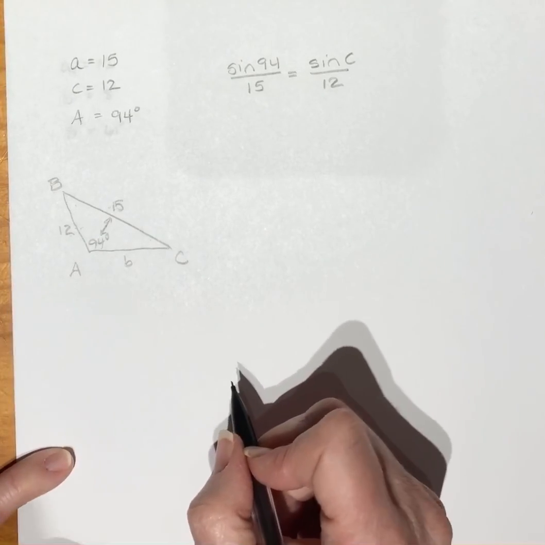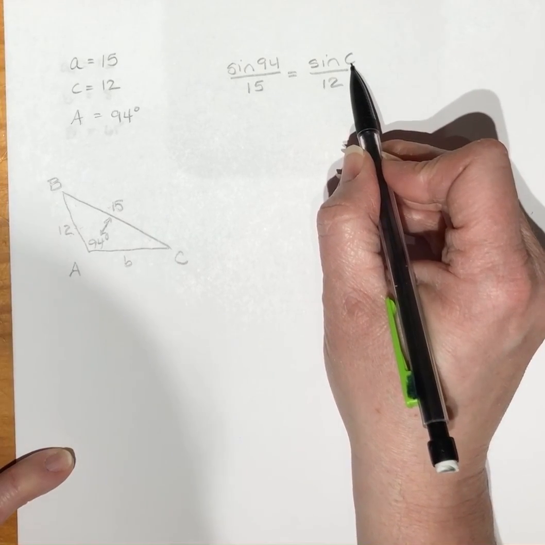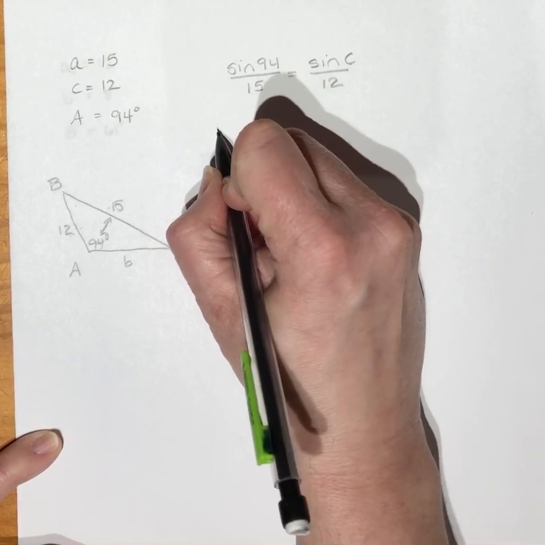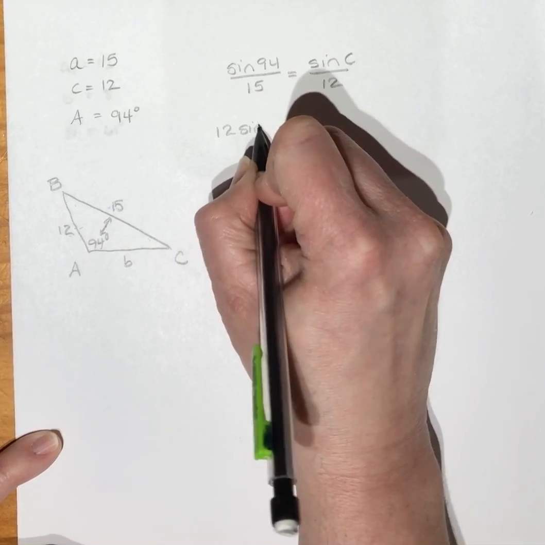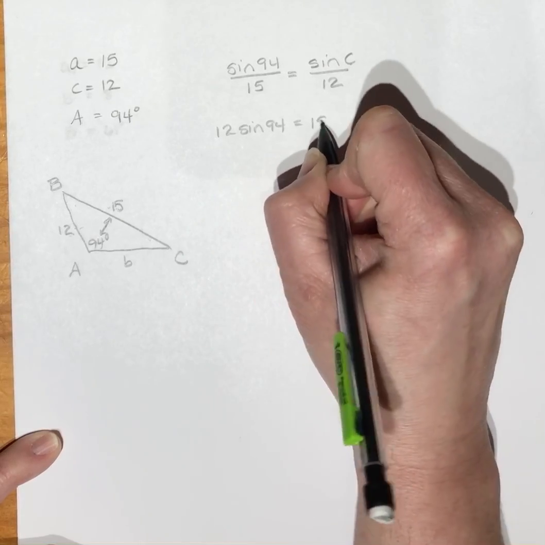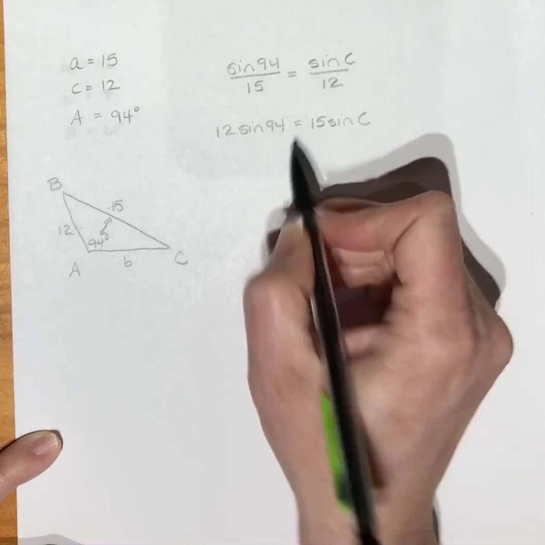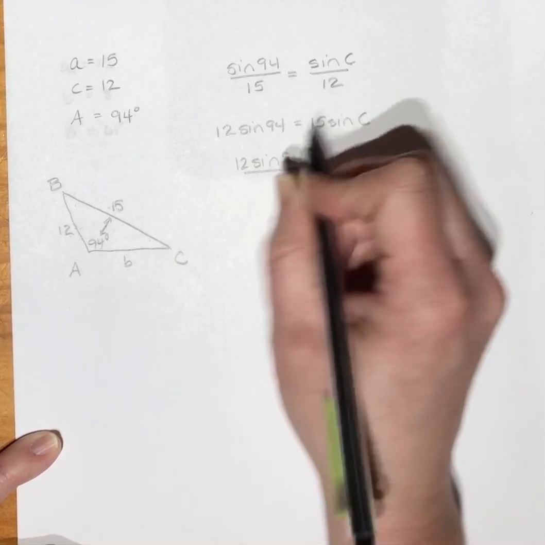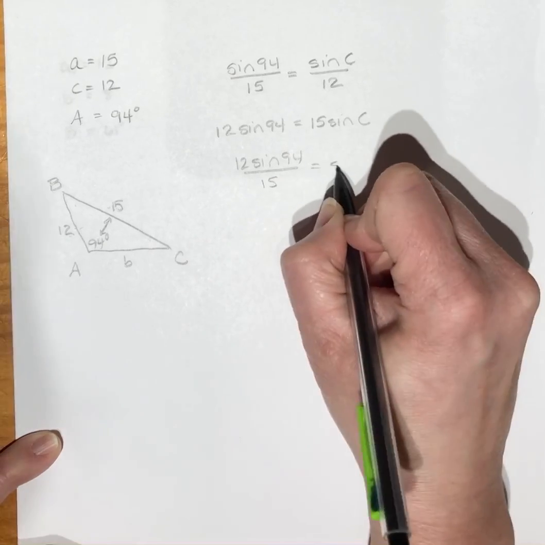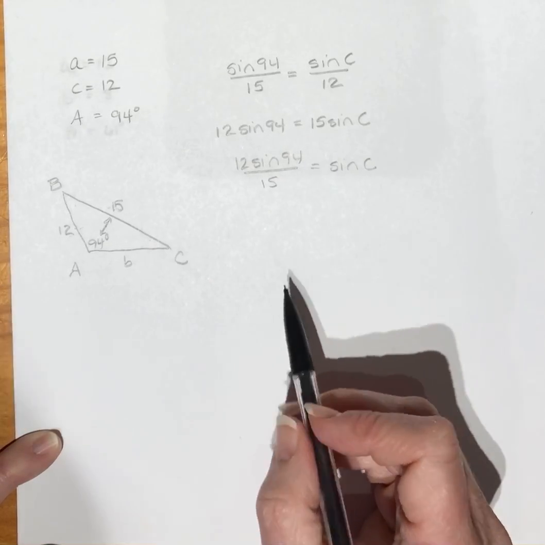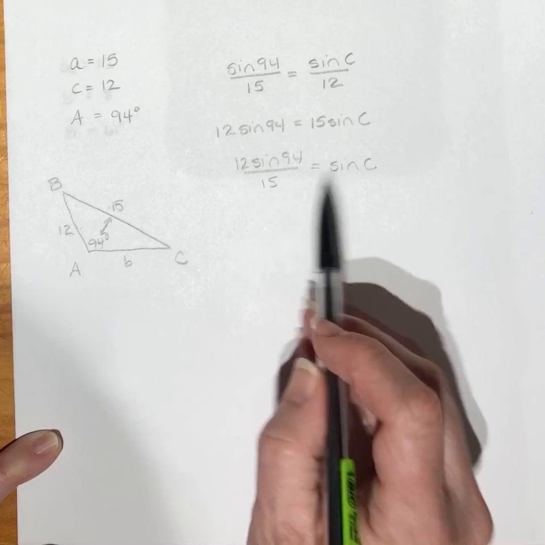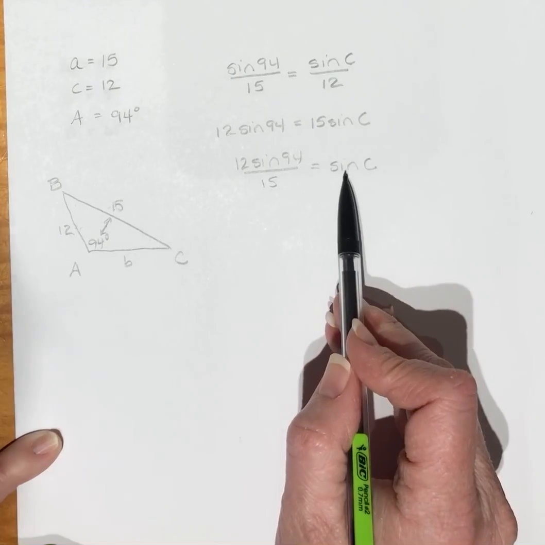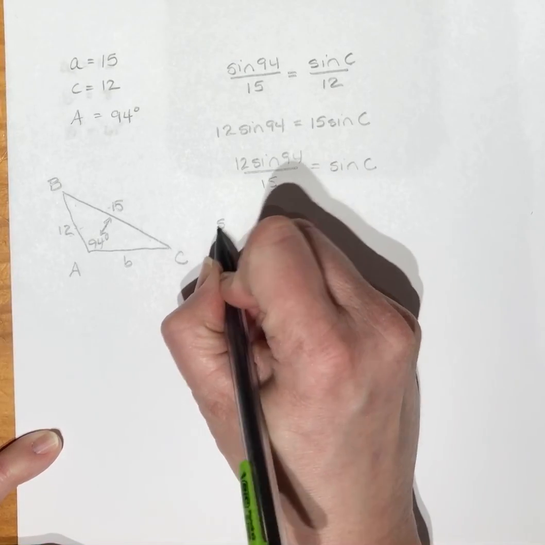So this is different from the previous examples too, because now I'm going to have to get this angle by itself. So if I cross multiply, and I'll go through and show all the work this time again, 12 times the sine of 94 equals 15 times the sine of C. I divide by 15. And I probably just could have multiplied by 12 to begin with, but all right. Sine is by itself. To get the angle by itself, I have to do inverse sine of both sides.